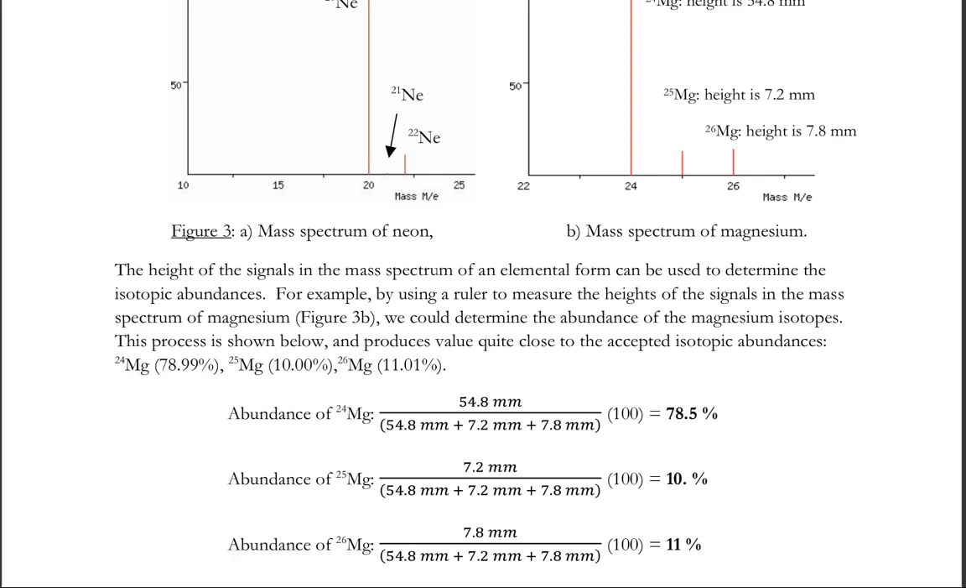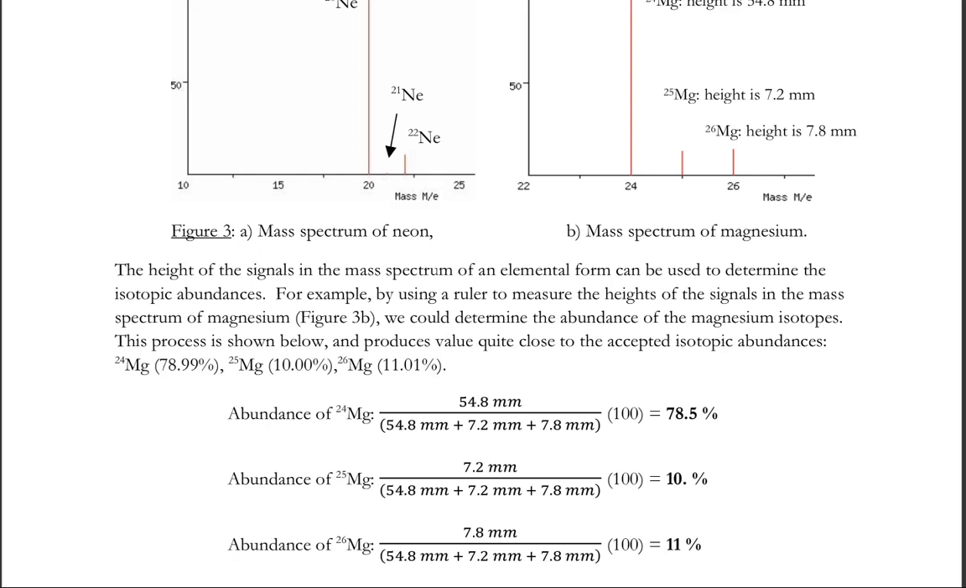So 54.8 divided by 54.8 plus 7.2 plus 7.8 times 100, since we're doing percents, we get 78.5%. For magnesium 25, its height, 7.2 divided by the height of all 3 times 100, 10 percent. We're down to 2 sig figs because 7.2 has only 2 sig figs in it. And then for the magnesium 26, its height, 7.8 divided by the total height times 100, 11. Again, 2 sig figs because 7.8 has only 2 sig figs.